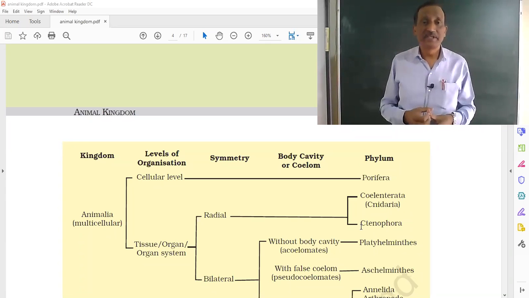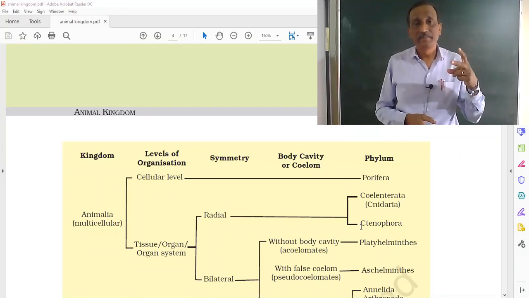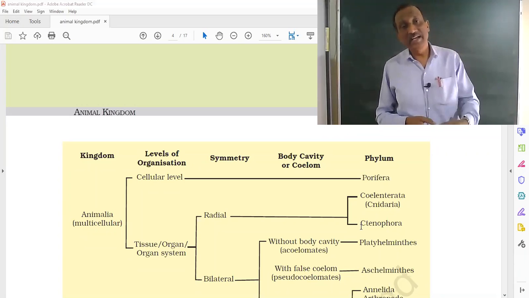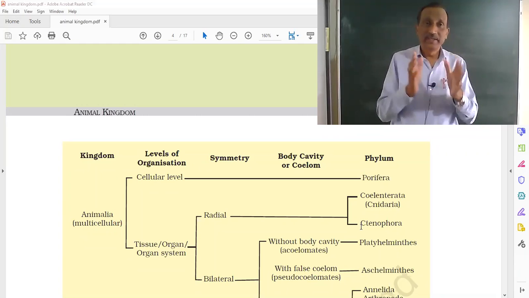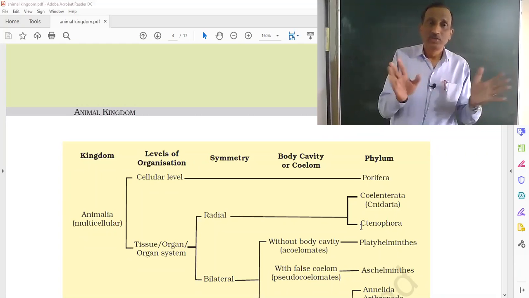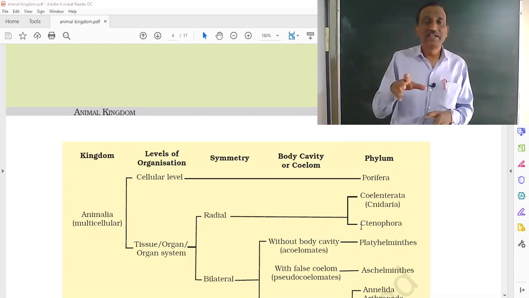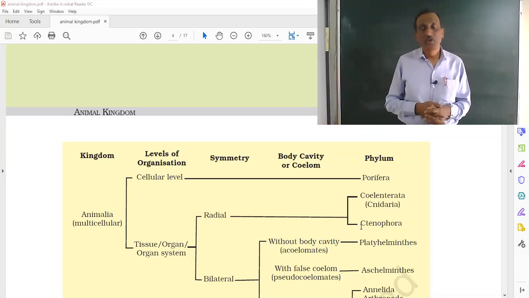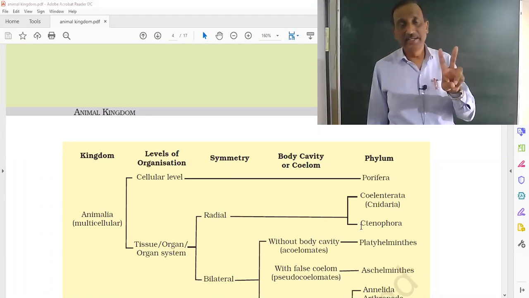Now we are talking about symmetry. Those organisms in which radial symmetry is there, 2 categories are there: Coelenterata and Ctenophora. However, later on we'll find that radial symmetry is also found in the last of the non-chordates, that is Echinodermata, but only in the adults. Their embryonic stages show bilateral symmetry. But Ctenophora and Coelenterata show radial symmetry throughout their life. So that is how we have categorized 2 more categories.